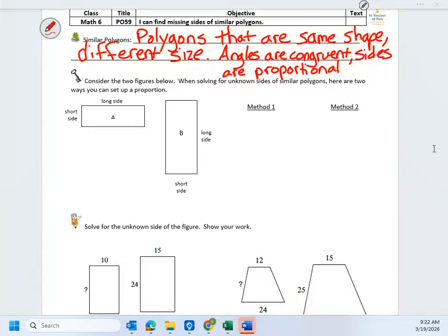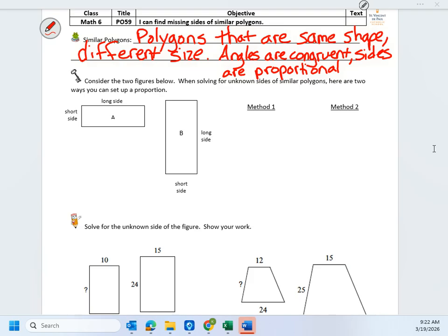You can divide that fraction down when you match up the corresponding sides. For each set of corresponding sides, they divide down to the same number. So that shows they are proportional. So we know they are similar.